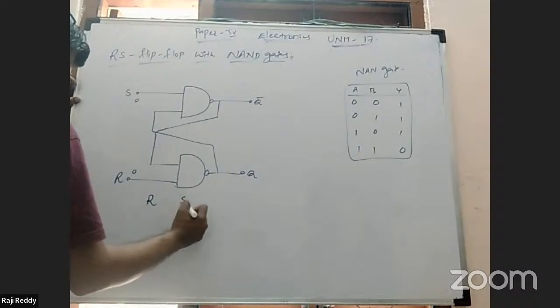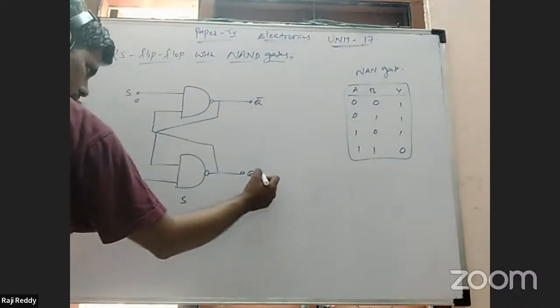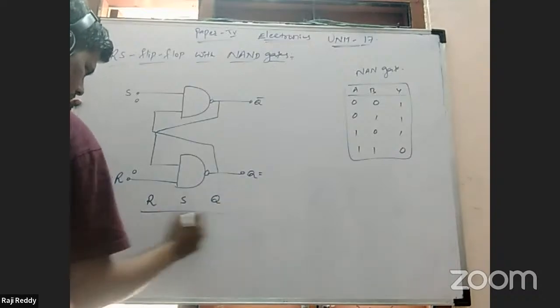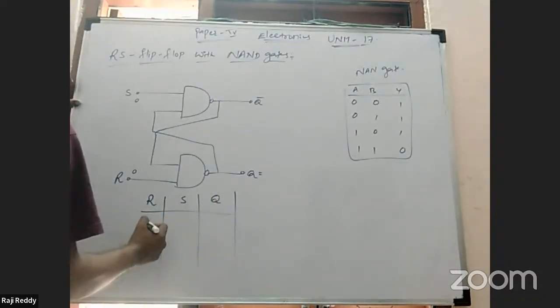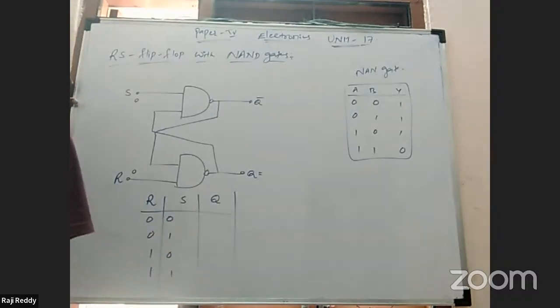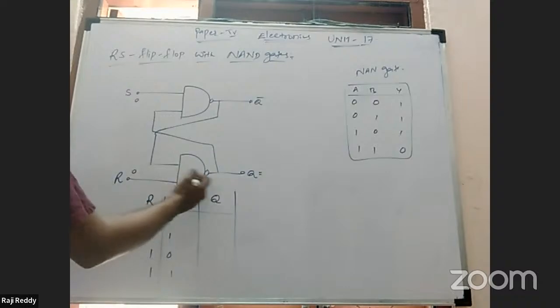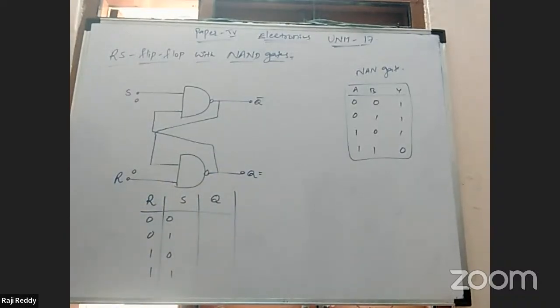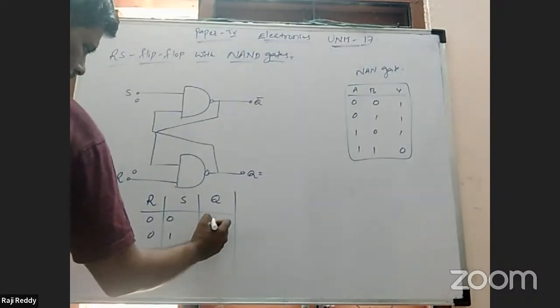R value, S value, and Q, this output value I'm taking here. Input combinations 0 0, 0 1, 1 0, 1 1. When both inputs R value, S value are 0 0, in that condition, Q value means second NAND gate output value will be prohibited. It won't get prohibited. Means it can be like a blinking type.